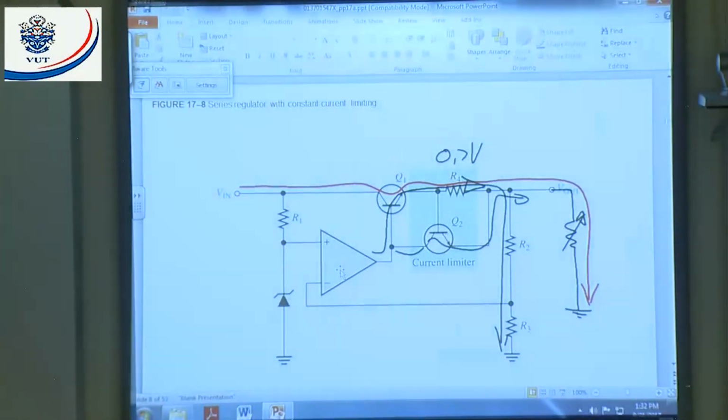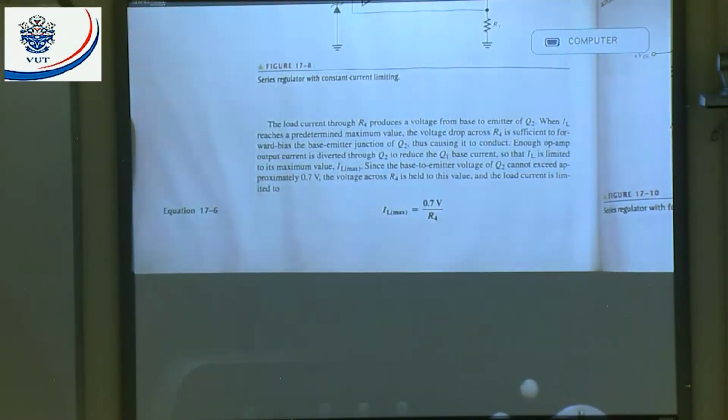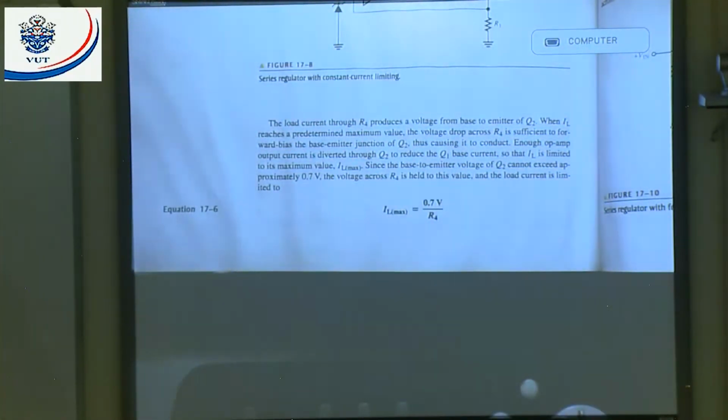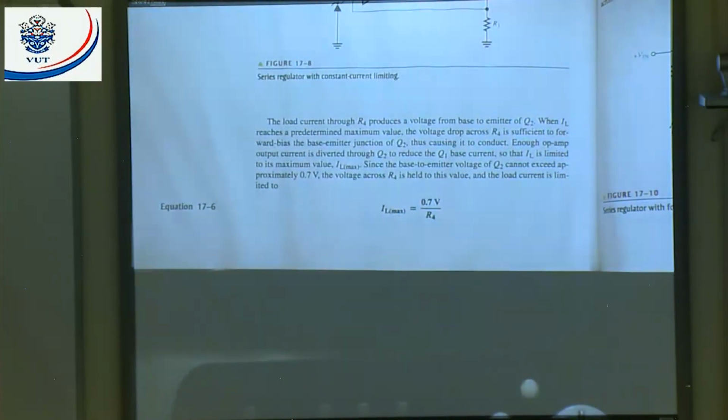All right, here they give us the formula for my current limiting. They say IL maximum is 0.7 volts divided by R4. That means if I reach 0.7 volts, that will determine my maximum current.